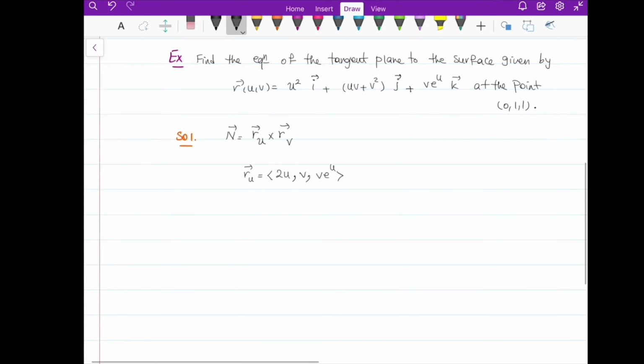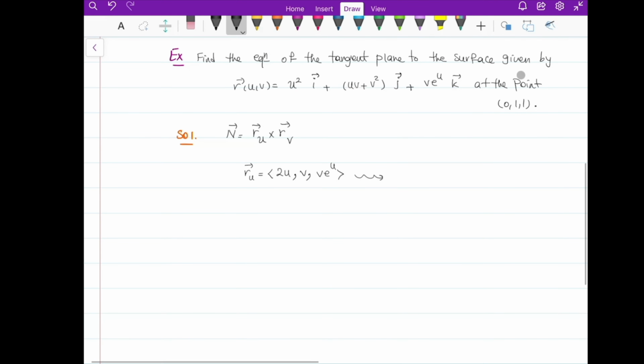So at the point (0, 1, 1), what is that? This point is given. I need to find the parameters at this point. This point says that the first coordinate is 0, the second coordinate is 1, and the third coordinate is 1. So based on that, u is equal to 0. And then looking here, u is equal to 0, so I have e^u times v equal to 1, meaning that v is equal to 1.